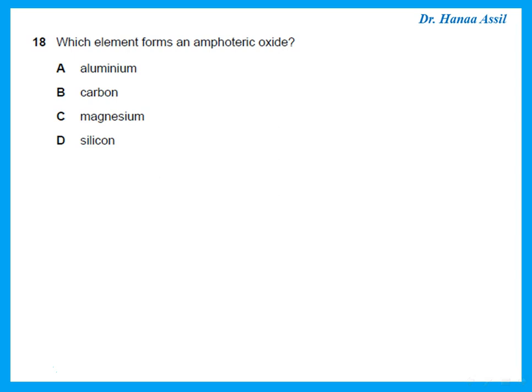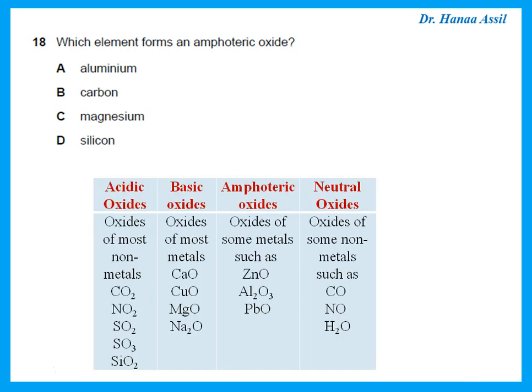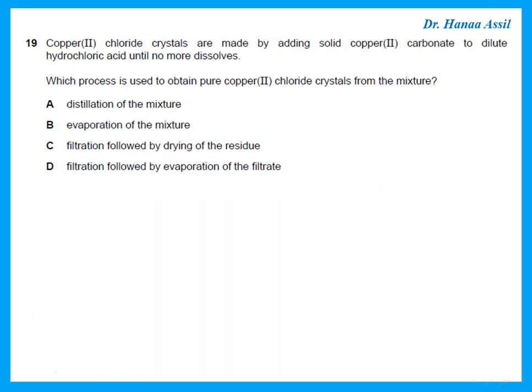Which element forms an amphoteric oxide? I'm going to remind you again. Oxides of metals sometimes are basic, or in most cases are basic. So calcium oxide, copper oxide, and so on are basic. That means they react only with acids. But some are amphoteric. So you should remember that oxides of zinc and aluminium and lead are amphoteric, and that means they react with both acids and bases.